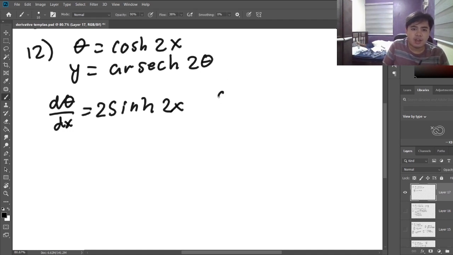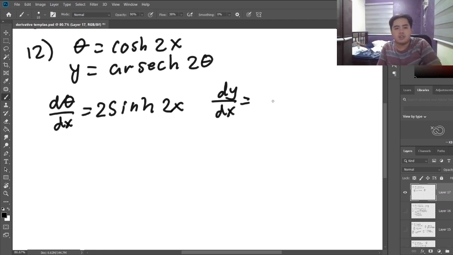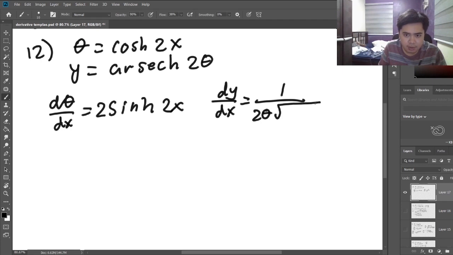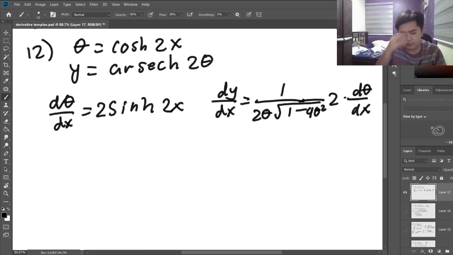And then we find dy. So dy over dx equals the derivative of arsech of 2 theta. So that is 1 over 2 theta times the square root of 1 minus 4 theta squared, that's the square of 2 theta, multiplied by the derivative of the inside, which is 2 times d theta over dx. Cool. So we got d theta over dx here. Let's start replacing everything in here with d theta and theta.